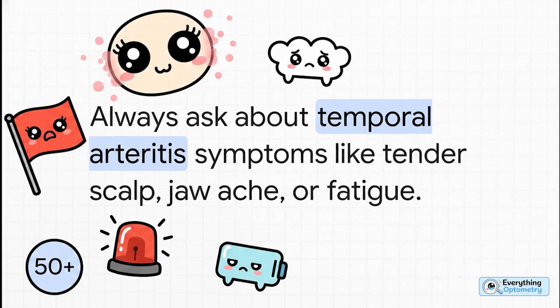And this brings us to an absolute non-negotiable rule. If the patient sitting in your chair is over 50 years old, you must ask about scalp tenderness, jaw ache when they chew, neck pain, and really profound fatigue. Why? Because you've got to rule out temporal arteritis, also known as giant cell arteritis. This is a massive red flag. Missing this doesn't just mean irreversible vision loss for the patient, it can literally be life-threatening.